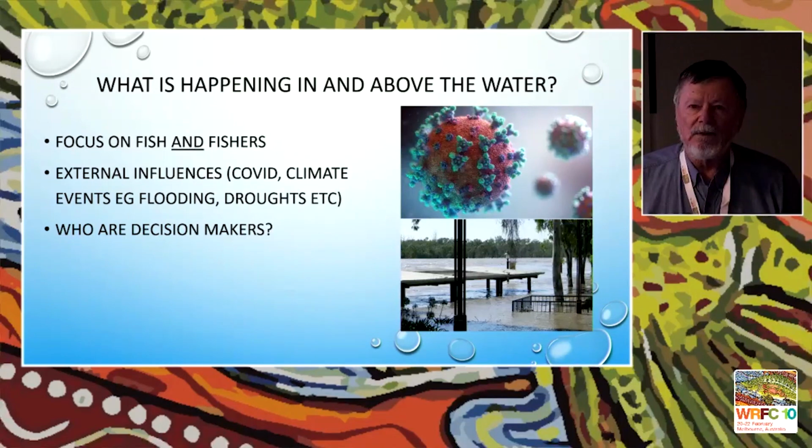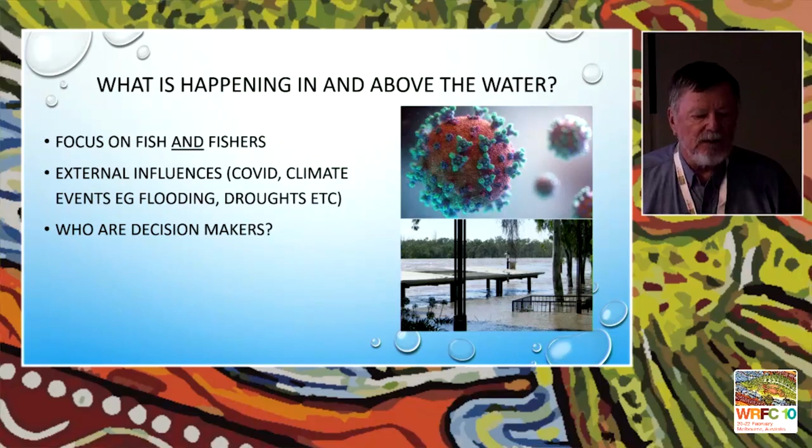And to do that, we decided to use the recaptures of tagged fish as more or less a random type sample of the fisher population. So the focus shifted from just being on fish to both fish and fishers. And what we've looked at is external influences, COVID only being one of those. Climate events, particularly flooding and droughts, have a much greater impact on fishers and fish than COVID ever did.